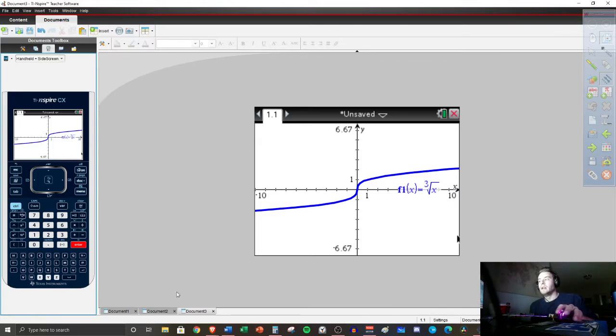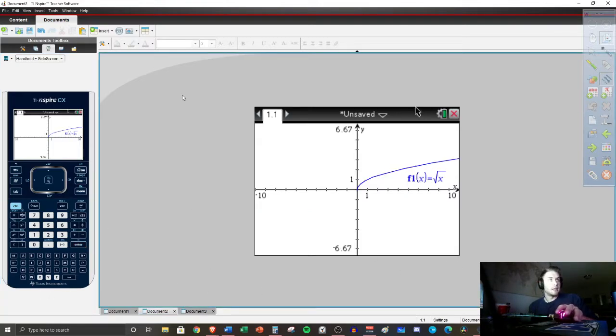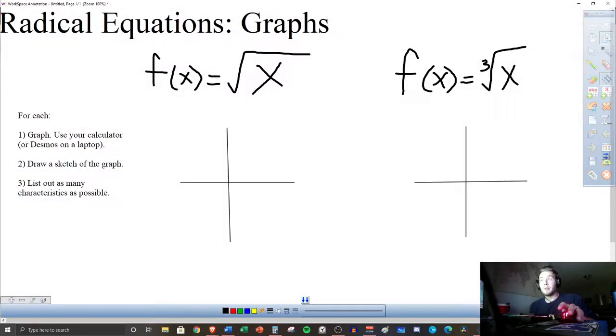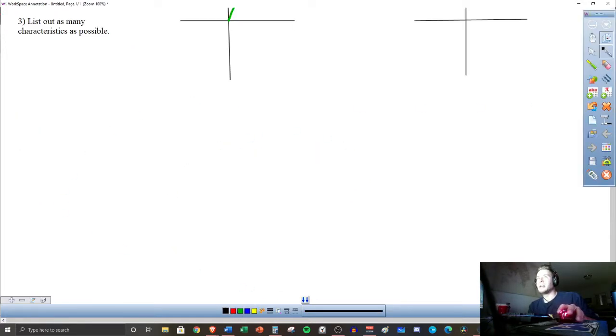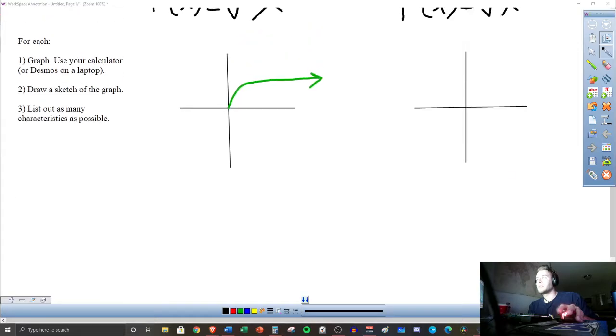All right, so let's talk about these. Well, actually, we need to sketch them first. So hopefully your sketch is better than mine. For my cube root, it looks something like that, which is not very good at all, but that's okay. Let's talk about characteristics that could come up from this. So this should have been your mindset. What types of characteristics are there?